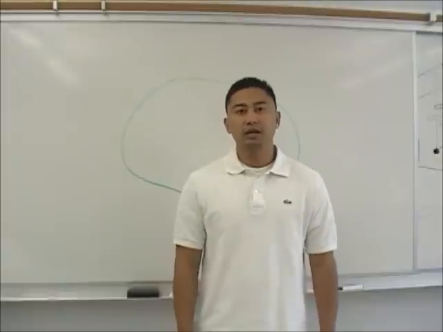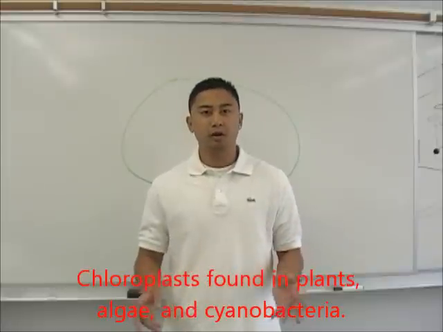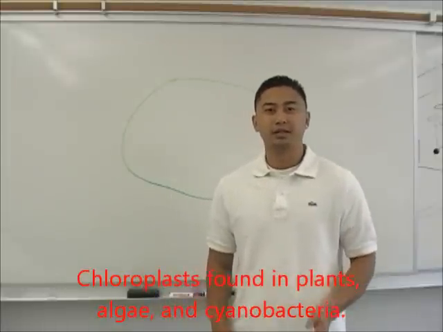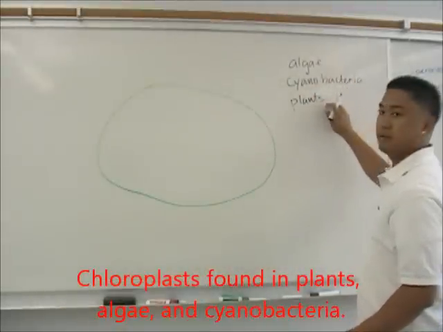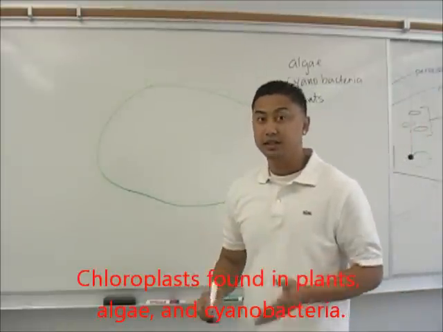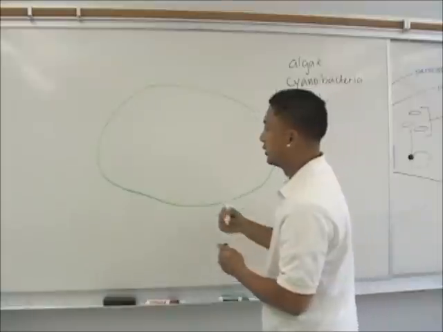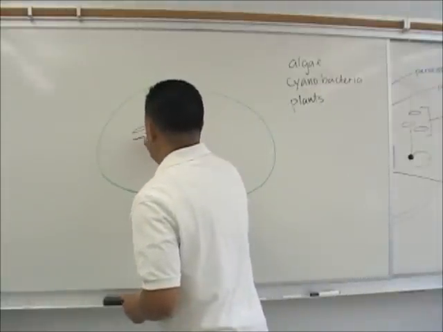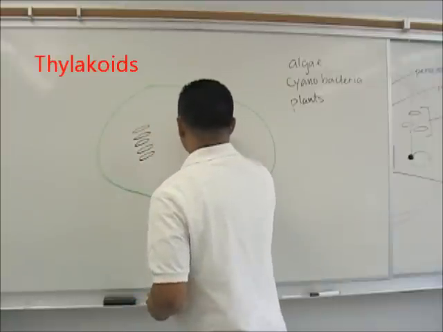So now we're going to be talking about another type of organelle that we find in eukaryotes. It's called the chloroplast. Where do we find chloroplasts? In plants. In plants, exactly. Algae, cyanobacteria, and plants, what do they have in common? They have chloroplasts. That's where photosynthesis takes place. In the chloroplast, and this is a chloroplast, you have these pancakes stacked on top of one another. Okay? They're all over the chloroplast.